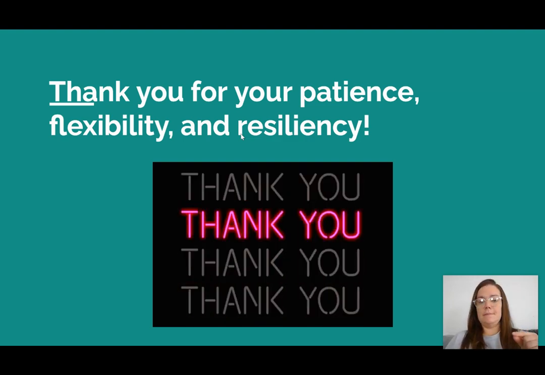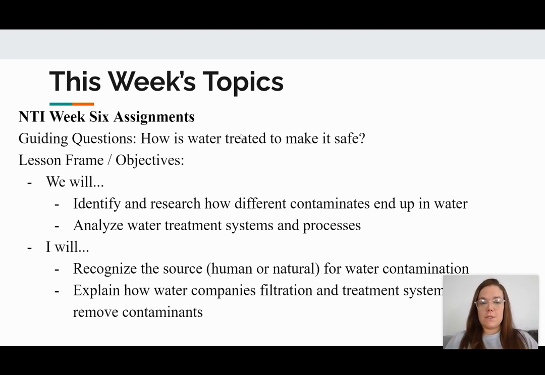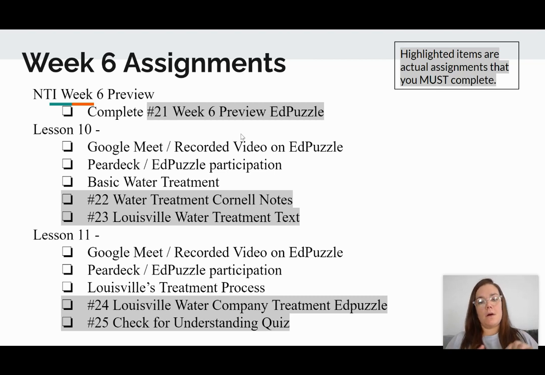So, like I said, this week we're talking about how water is treated to make it safe. We are going to think about contaminants, how they end up in our water, and then how we get them out. We're going to learn specifically about the treatment process that most water companies use, and then hone in our focus on what Louisville does, because Louisville's treatment of our water is actually pretty exceptional, award winning even, and has resulted in us having some of the best water in the entire country.